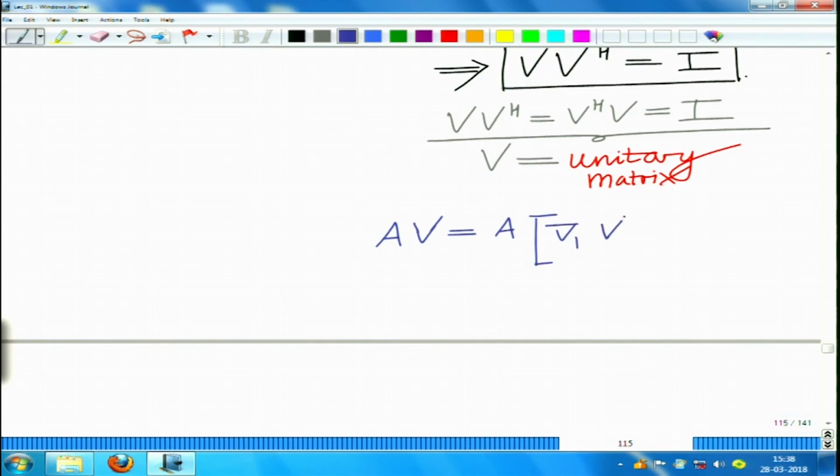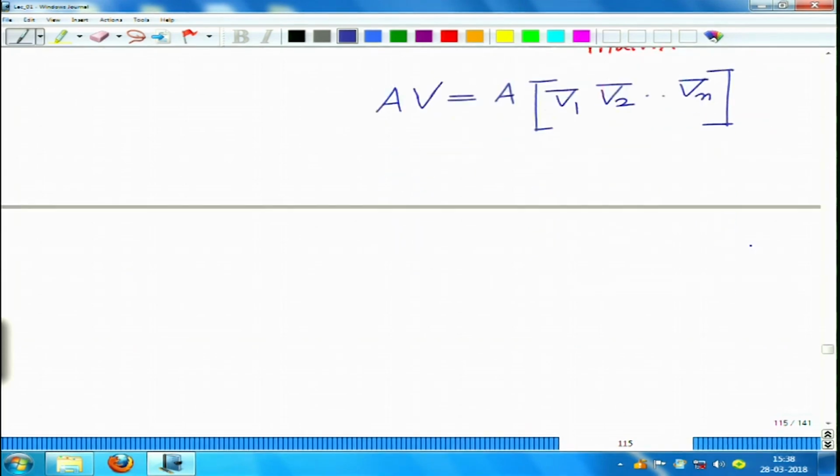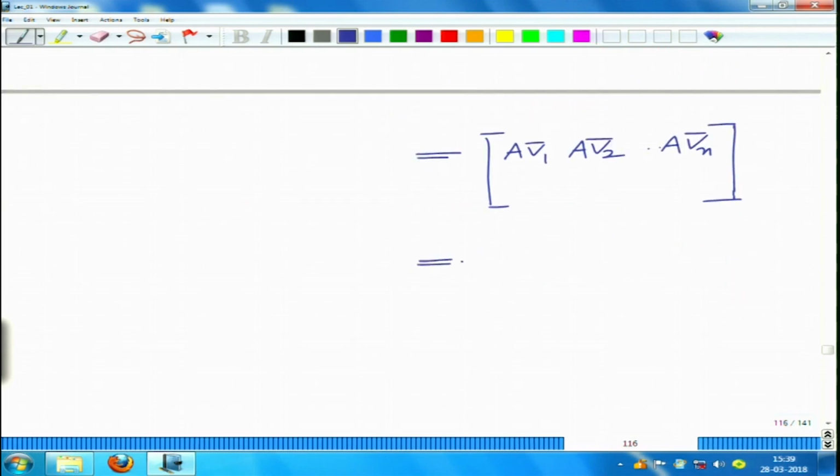Now, let us look at the product A V, A times the matrix V, that is A into the eigenvectors V1 bar, V2 bar, Vn bar. You can see this equals A V1 bar, A V2 bar, A Vn bar, which equals, but these are eigenvectors. So, A V1 bar is lambda 1 times V1 bar, A V2 bar is lambda 2 times V2 bar, A Vn bar is lambda n times Vn bar.